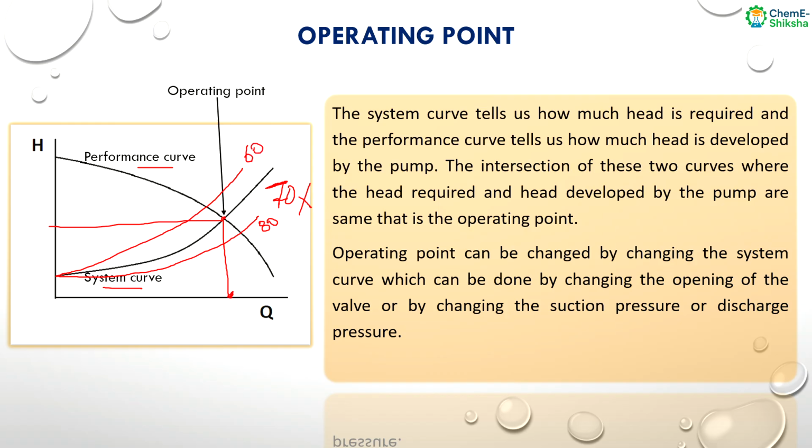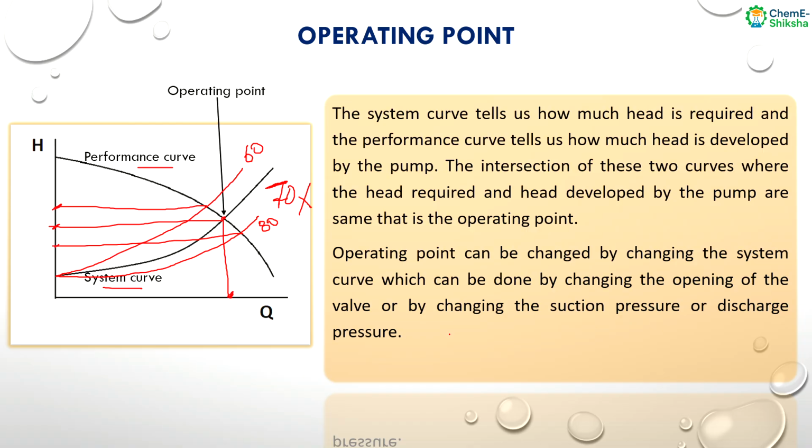So we can see that for 70% valve opening, this was the corresponding head requirement, and for 60% valve opening, this is the head requirement. That means head requirement increases because your head loss term increases, and this is the head requirement for 80% valve opening, because as I told, across the valve the pressure loss or head loss decreases because we are opening the valve. So that's why the head requirement in the system also decreases.